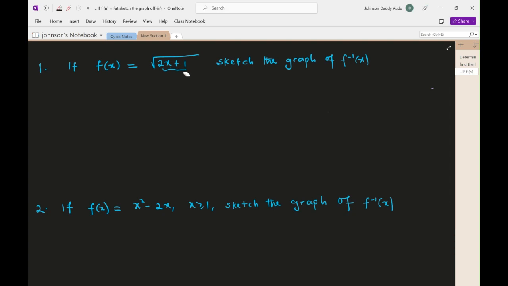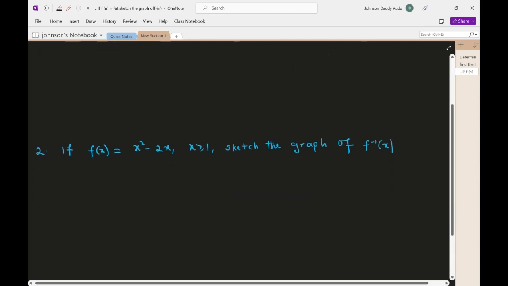Hello viewers, in this tutorial we'll be looking at how to sketch the graph of f inverse given the graph of f. Now we have three questions here. This is the first one, where we have f of x to be this. We want to sketch the graph of f inverse.